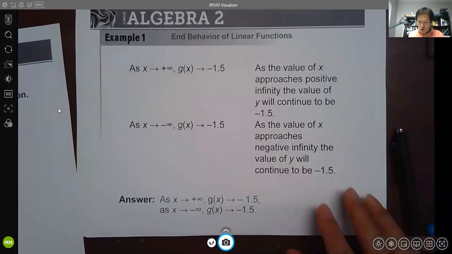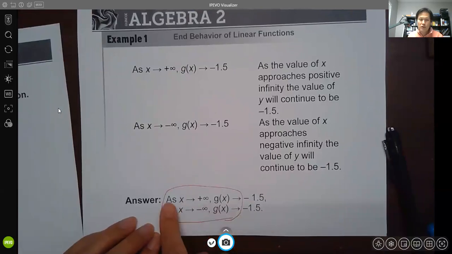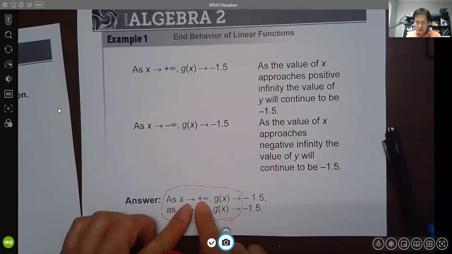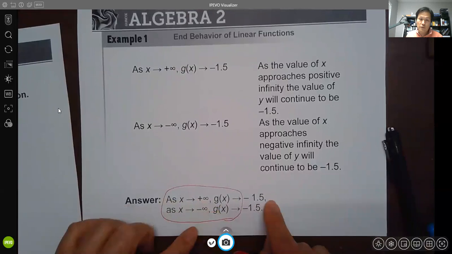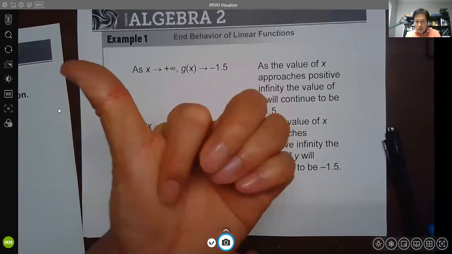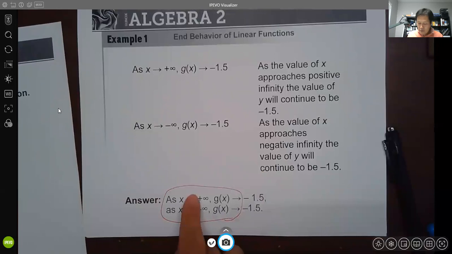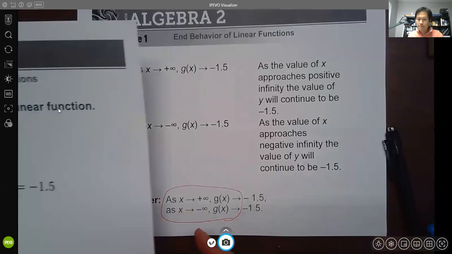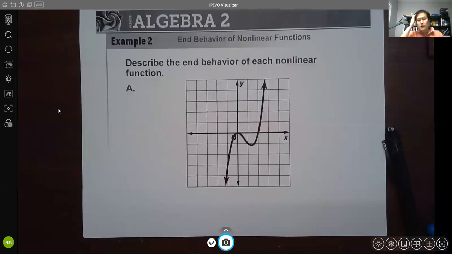So make sure you know you can write it like this. I told you this statement does not change. You always write it like this. As x approaches positive infinity, going to the right, what happens to the y? Minus 1.5. As x approaches minus infinity, that's the same as going to the left, what happens to the y? Minus 1.5. The right-hand end behavior and the left-hand end behavior are both minus 1.5.